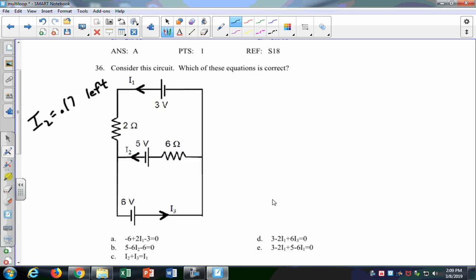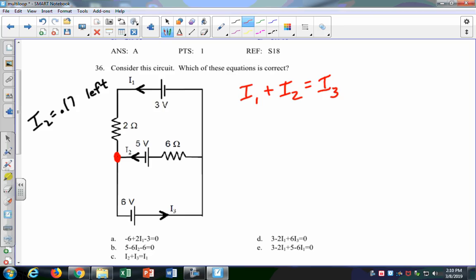Right, I'll find I1, and then I have I2, and then I know from the junction rule that at any particular junction, the current in, that's I1 plus I2 in this case, is equal to I3. So if I want to find I3, I need to find I1 and I2. All right, so knowing I2, I want to find I1.